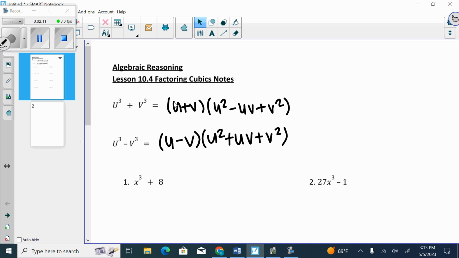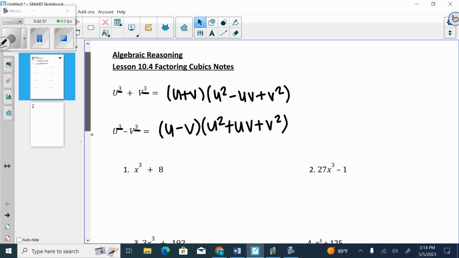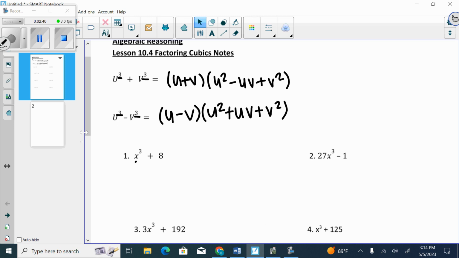So u and v could be any number or any letter. It's going to change for every equation. But u is going to be whichever one we see first. V will be whichever one we see second. So if you notice, to use one of these formulas, both terms have to be written with an exponent of 3. When I look at number 1, this has an exponent of 3, so it's good to go for the formula. But does this have an exponent of 3? No, so I have to rewrite it as something that's equivalent to 8, but has an exponent of 3.